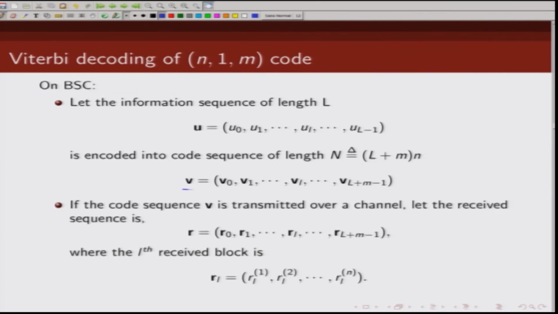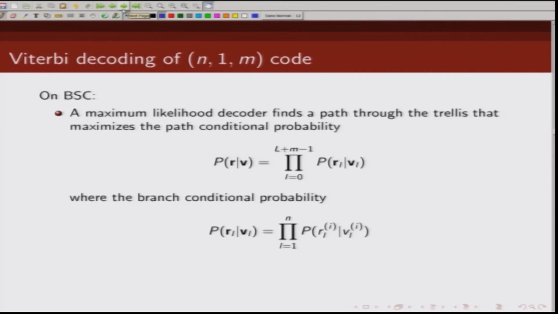If you transmit this code sequence over this binary symmetric channel, the received sequence is denoted by R. So, we receive R0, R1, R2, up to R L plus m minus 1, where each of these Ri's consists of n bits. Each of these Ri's is an n bit vector corresponding to the transmitted code sequence. So, R is the received sequence corresponding to the code word that we have transmitted.